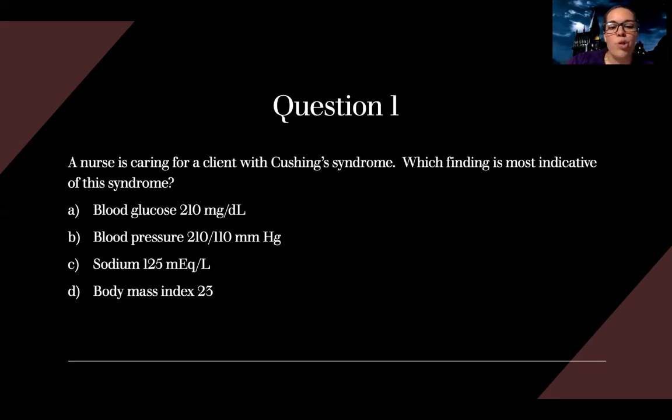It says blood glucose 210. So that's a high blood glucose. So I have to know, hey, in Cushing's, do they have problems with high blood glucose? And I think they do, but I'm going to keep going because again, the question says most indicative.